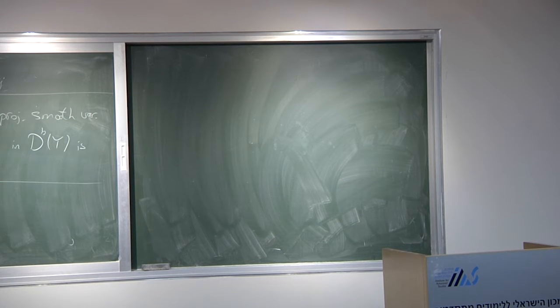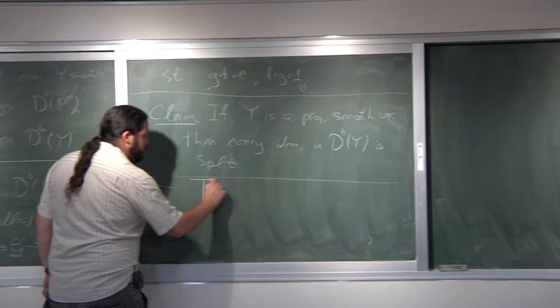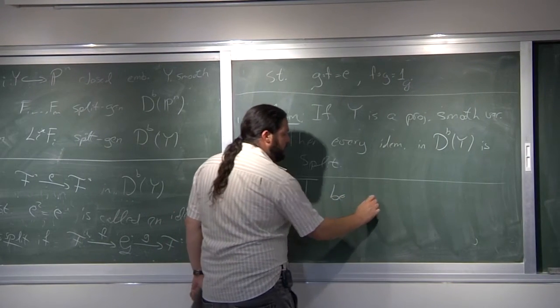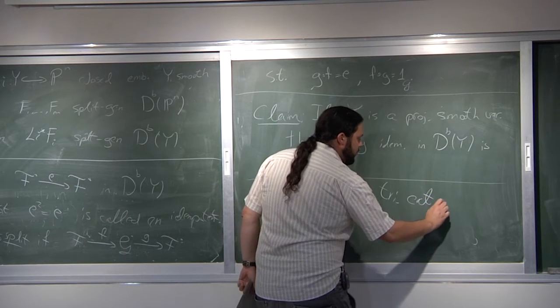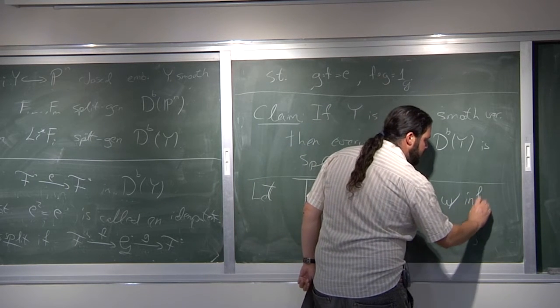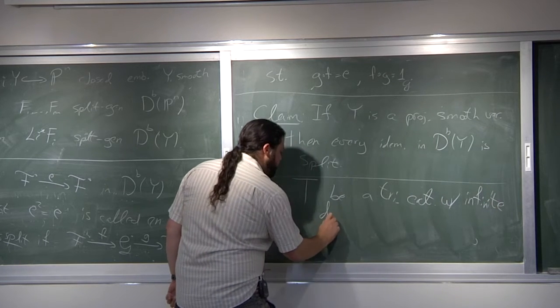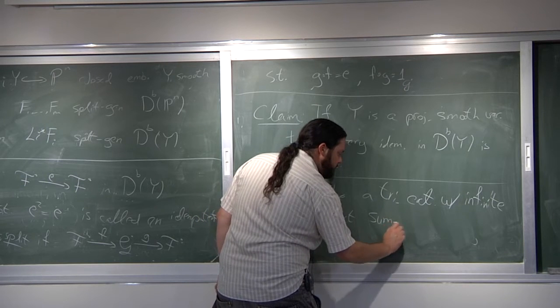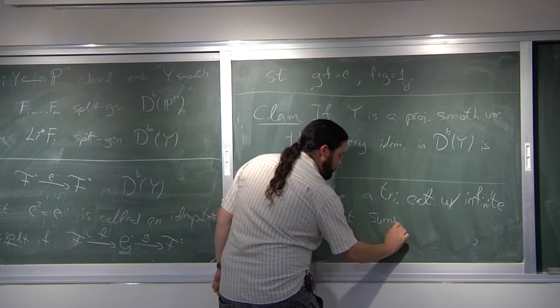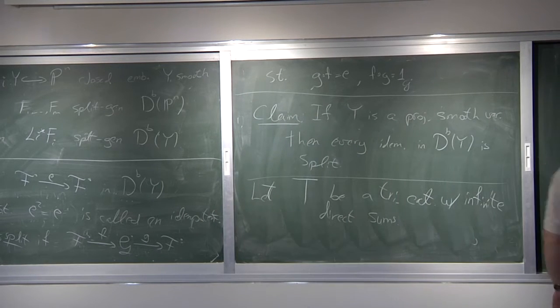So let's start. Let T be a triangulated category with infinite direct sums.